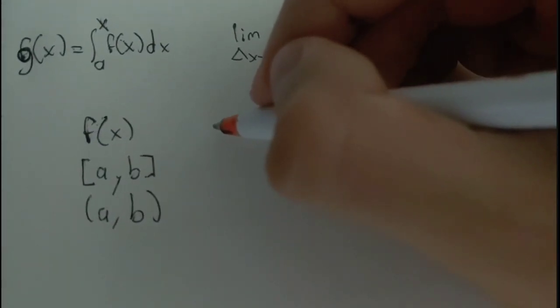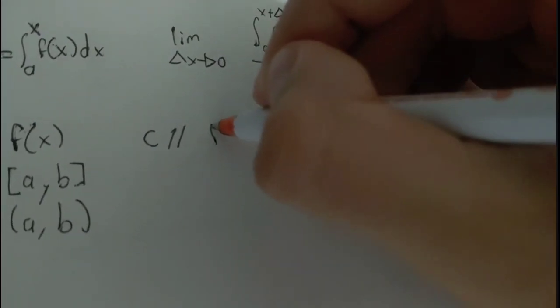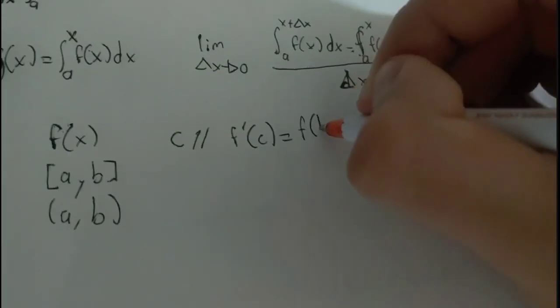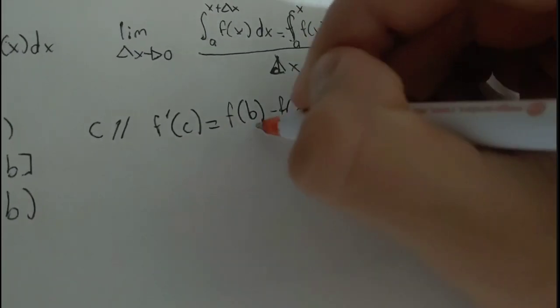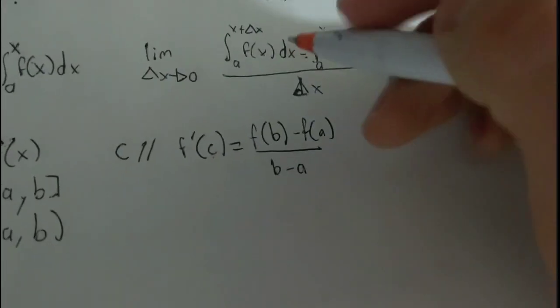The mean value theorem states that, for f of x continuous on the closed interval a to b and differentiable on the open interval from a to b, there must be a point, let's call it c, such that f prime of c is equal to f of b minus f of a over b minus a. c is a point in between a and b.